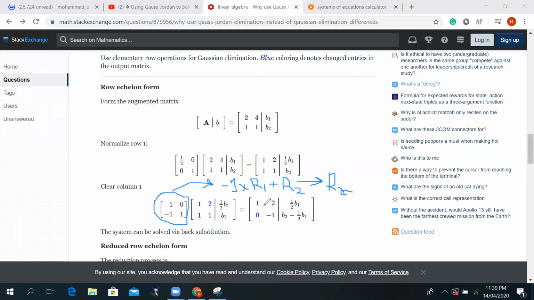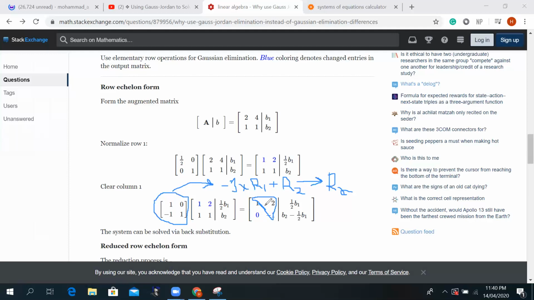So now, if you look into this, this becomes a triangle. You see this triangle? Now you have a triangle, 1, 2, minus 1, and below this triangle, you have this 0. So it means this is an upper triangular matrix. Once you reach an upper triangular matrix, it means you have done the Gaussian elimination. If you're doing Gaussian elimination, you will stop here and do back substitution and get the answers. But in case of reduced row echelon form, or Gauss-Jordan, you will not stop here.